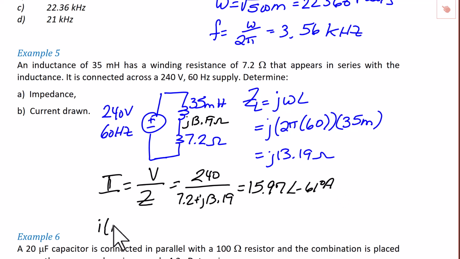Using that answer in the sinusoidal steady state, i of t equals 15.97 cosine of 2 pi 60 t minus 61 degrees, and the units are amps.